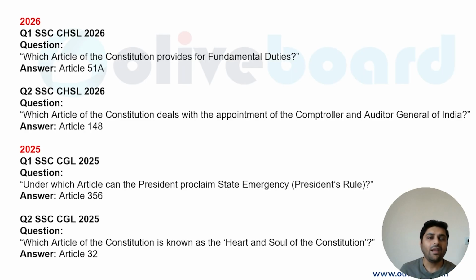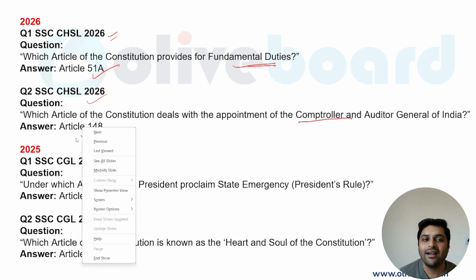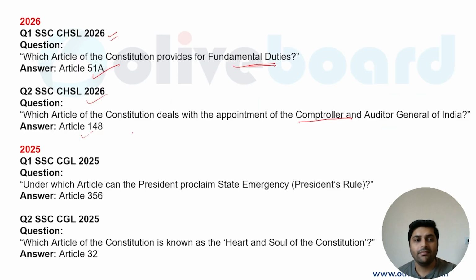Let us start. These are some questions. How are these important? See, I give proof. SSC CGL 2026 direct question: which article provides fundamental duties? Direct question, article 51A. Then same, different batch, different shift. Which article deals with appointment of CAG? Just now we saw CAG, Comptroller, correct? 148.